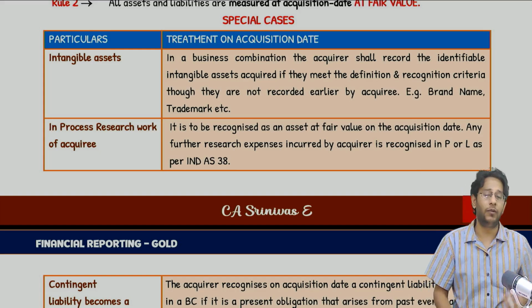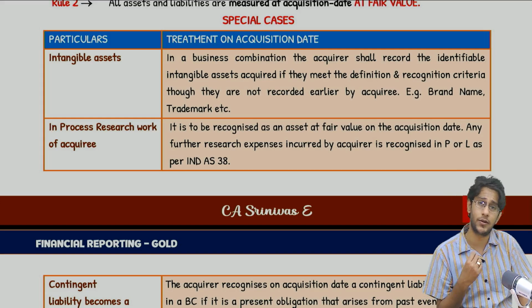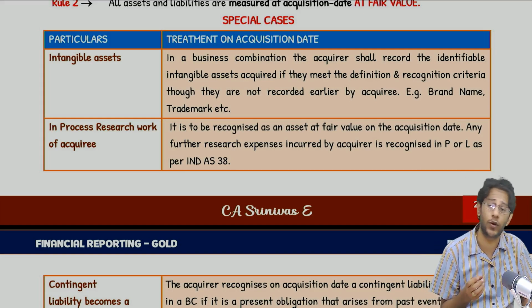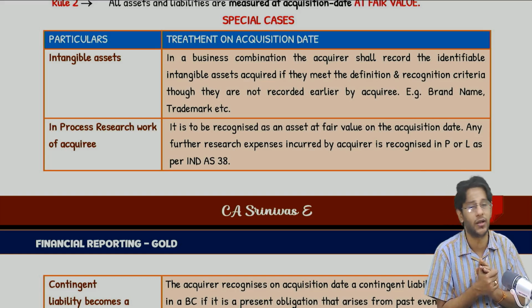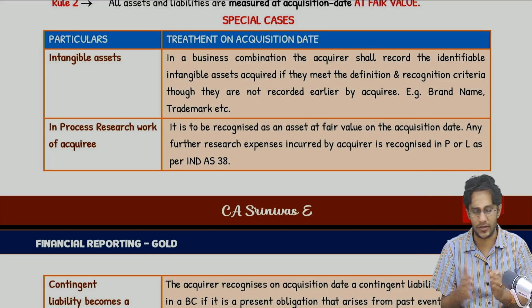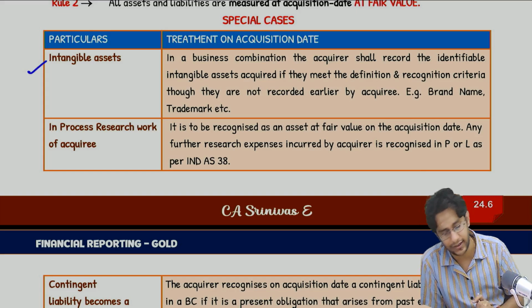Some are fair value exceptions, some are recognition exceptions, where it apparently looks like I'm going against the principle of some of the standards, but that's okay in the context of business combination. So either in terms of recognition or in terms of measurement, there are certain exceptions. Instead of separating like that, I've called them special cases. Let us see what they are. First one is intangible assets.